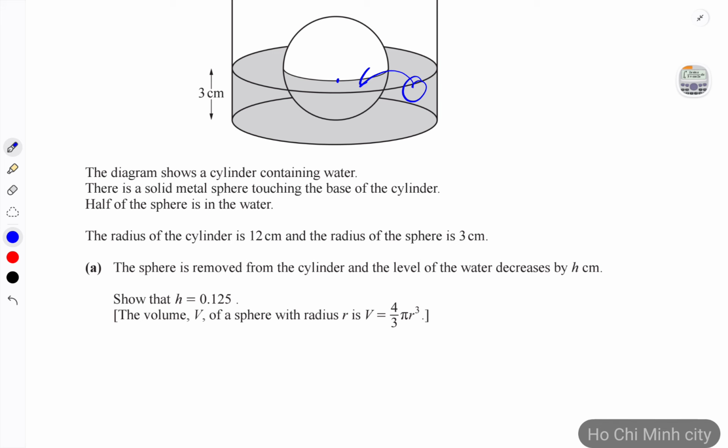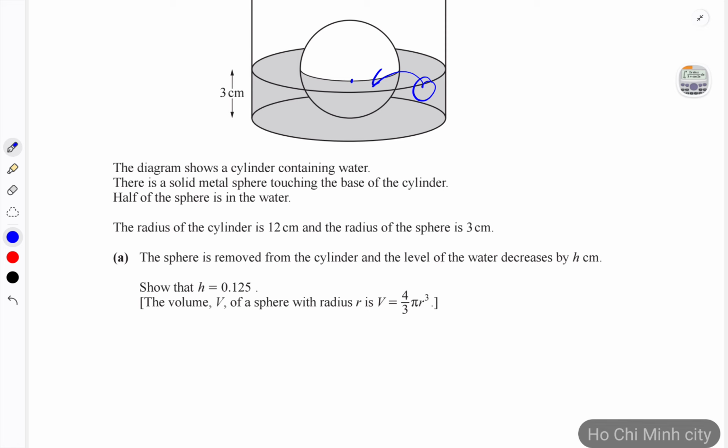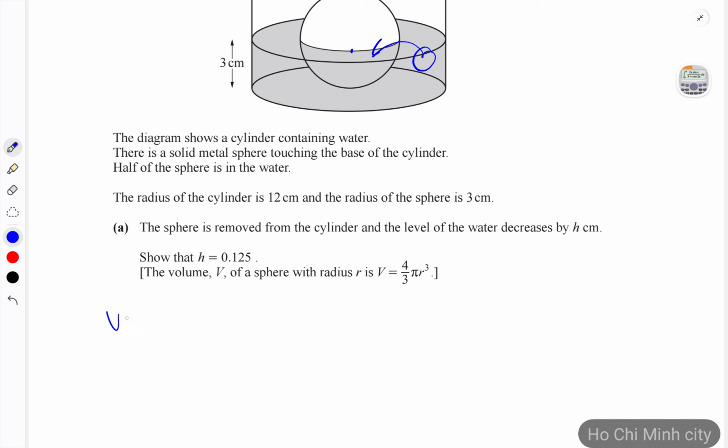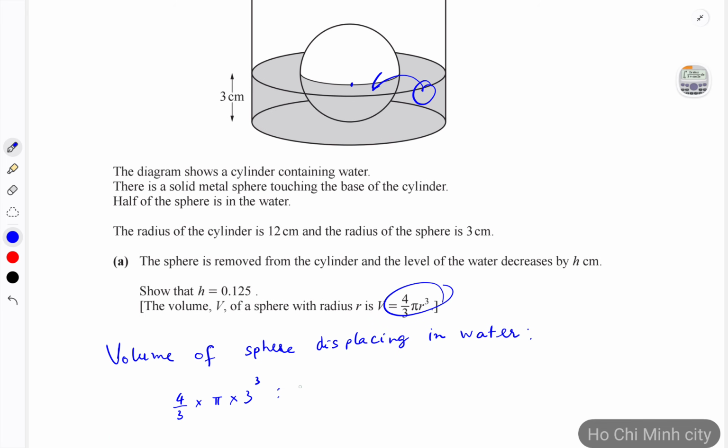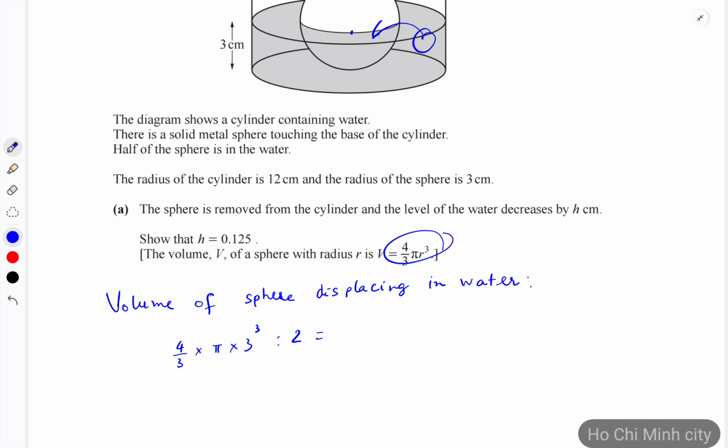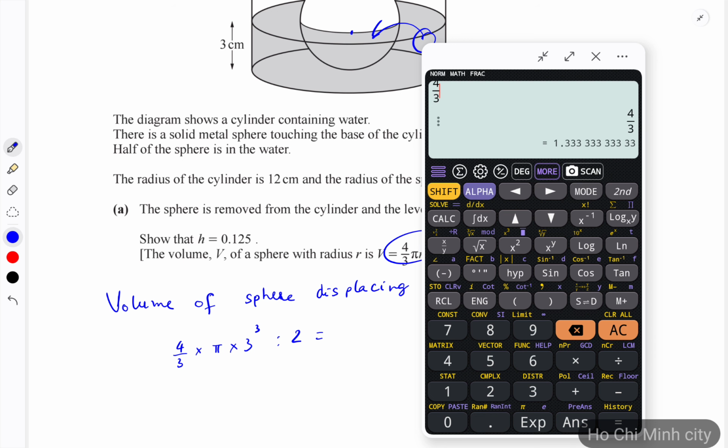So first of all, we need to work out the volume of the sphere displacing in the water. And that is half of the volume of the sphere, which is 4/3 times pi times the radius cubed. So the radius of the sphere is 3, and 3 cubed, and then divided by 2. Because we need to calculate the half, right? All right, so now 4/3 times 3 to the power of 3 divided by 2, and we have 18 pi.